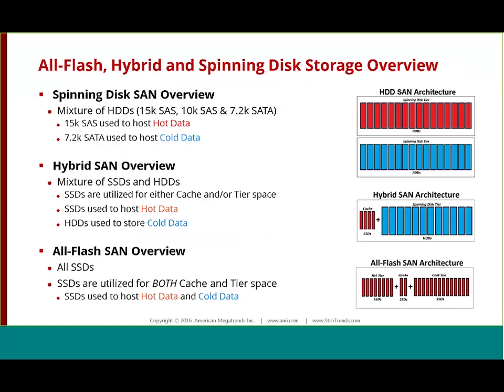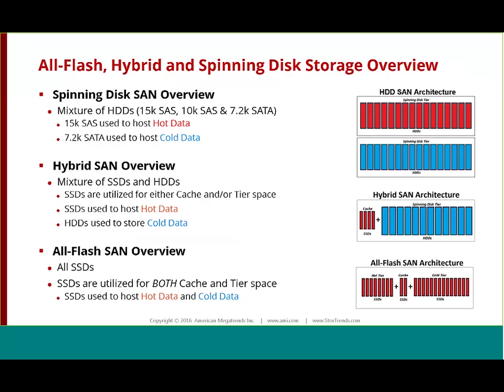All right, so a real quick level set here. We want to just stop and pause and explain the differences from a 30,000-foot viewpoint of spinning disk, hybrid SAN, and all-flash SAN. There are three very different architectures. If you look at different vendors, the spinning disk SAN is pretty much the same across all the vendors.